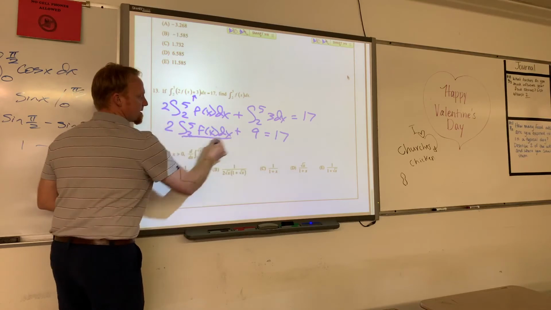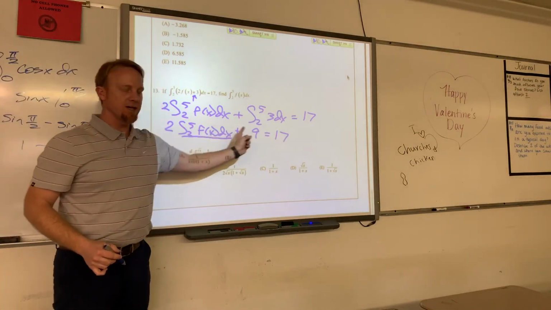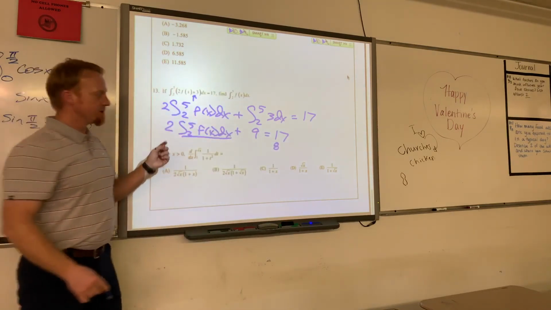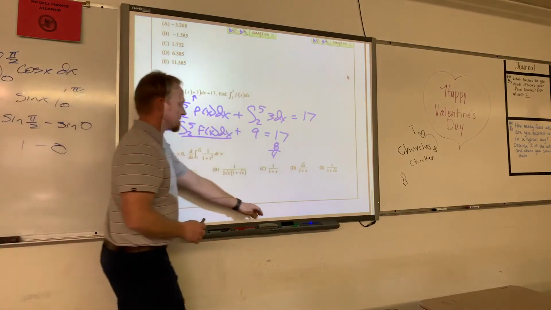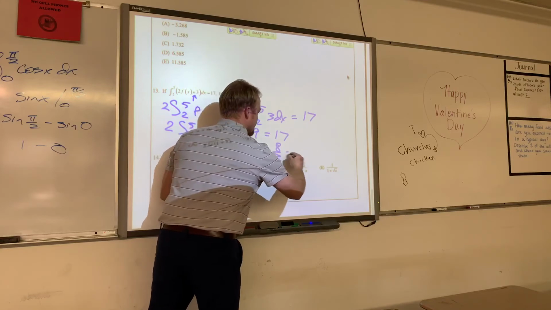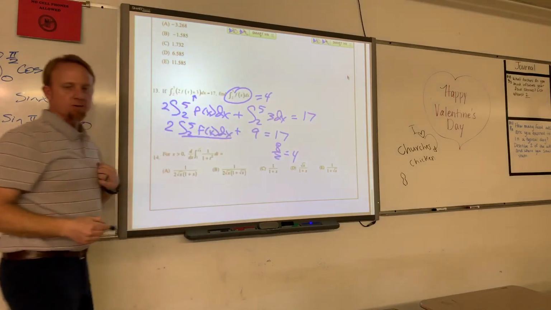Now it's just a matter of getting this by itself. So we're going to subtract the 9 over. So if I subtract the 9, that gives me the 8. And then I got to divide by 2, and I get 4. So 8 divided by 2, I end up with 4, so that means this right here is equal to 4.